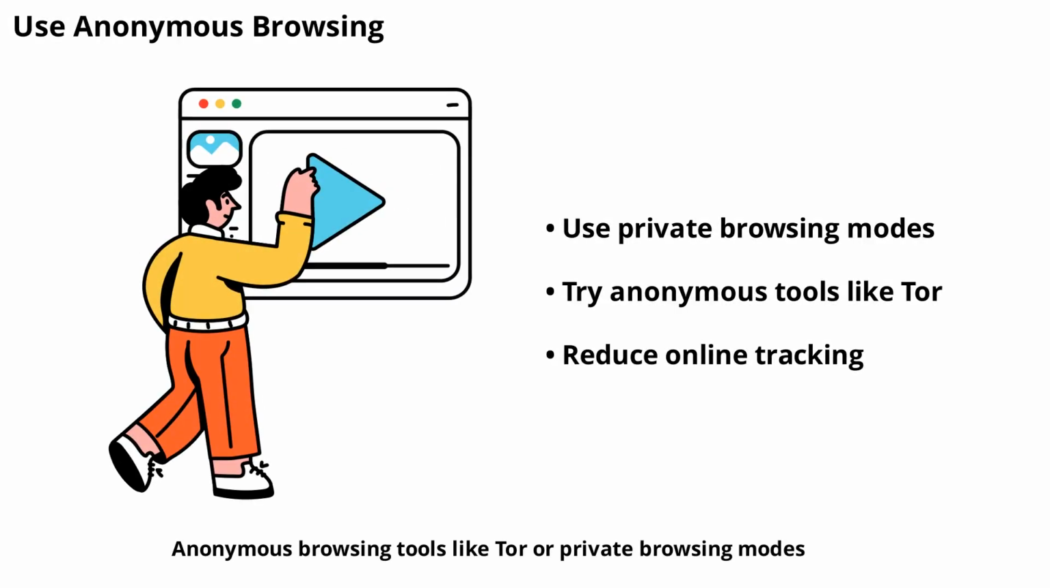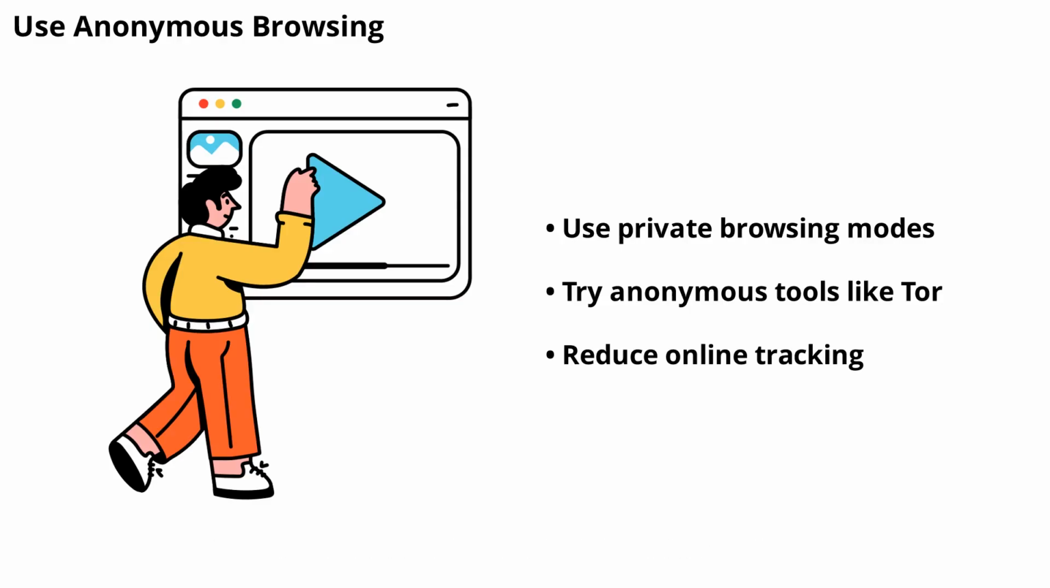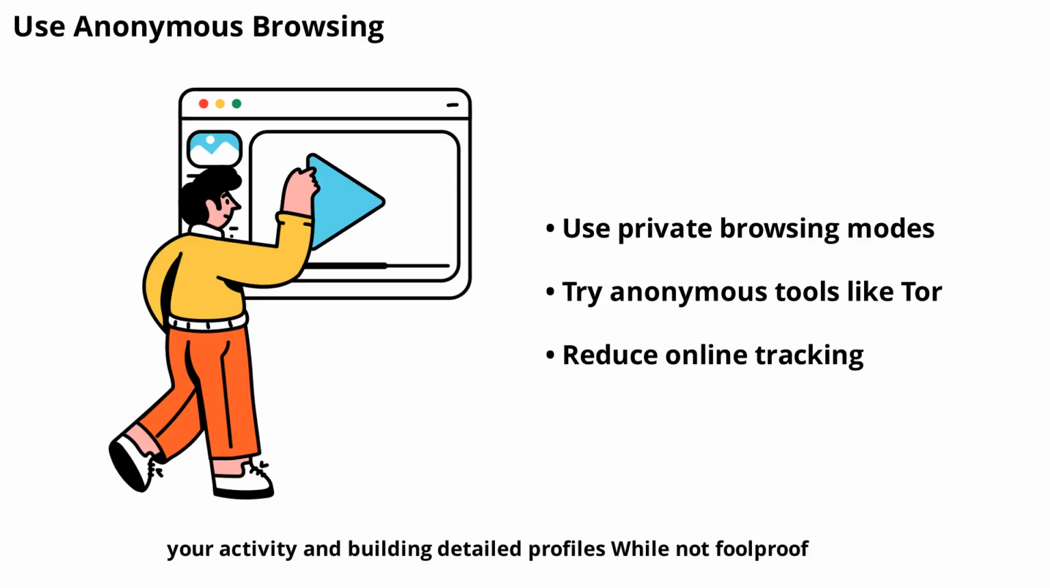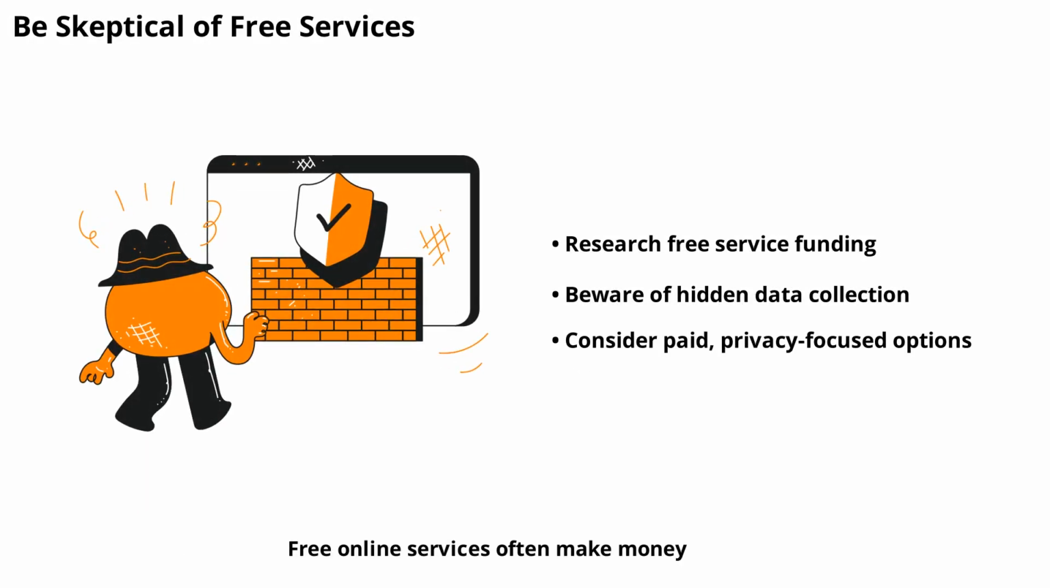Anonymous browsing tools like Tor or private browsing modes help reduce the amount of data collected about you online. These tools prevent websites from tracking your activity and building detailed profiles. While not foolproof, anonymous browsing adds an extra layer of privacy, making it harder for your data to be used in AI training datasets.